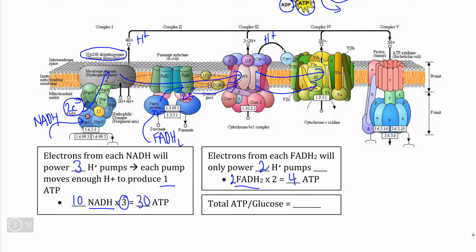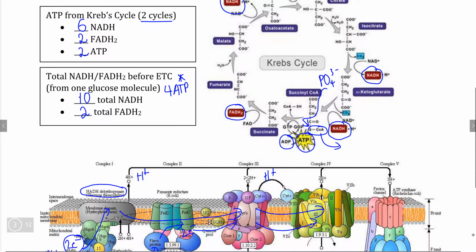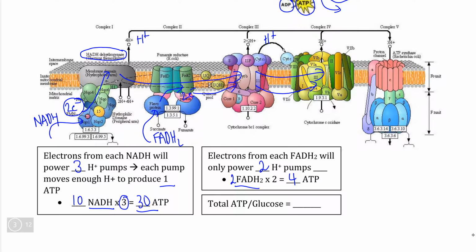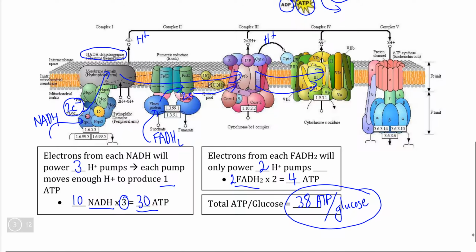So if we add up the totals, we have 30 ATP produced from the NADH molecules plus 4 ATP from FADH2, plus the 4 ATP that we produced through substrate-level phosphorylation, for a total of 38 ATP molecules per glucose molecule. This is, however, considered to be the maximum amount of ATP that is possible to produce per glucose molecule, assuming ideal conditions.